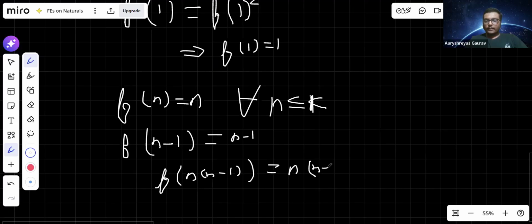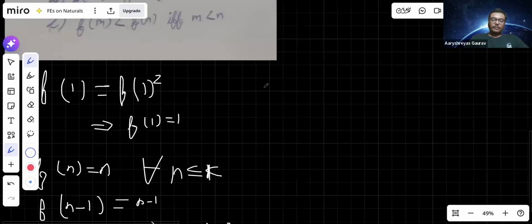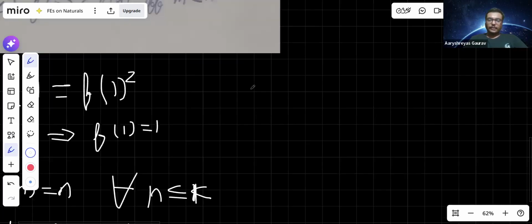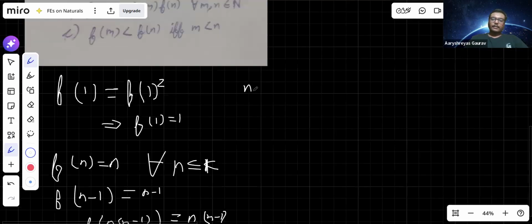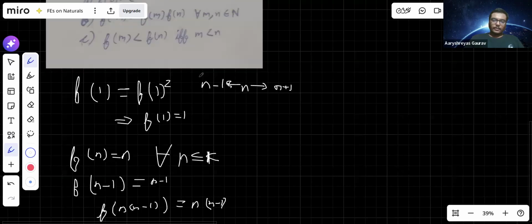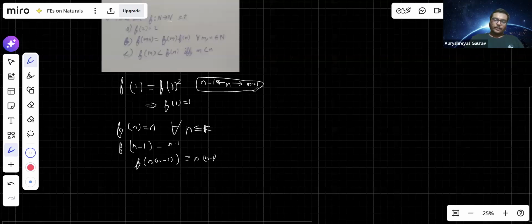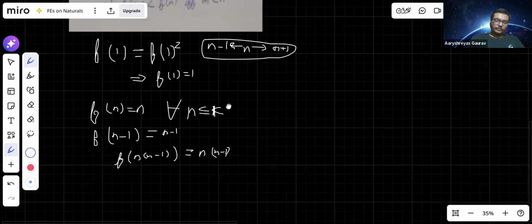The interesting fact that comes here is that natural numbers have an increasing and decreasing step of 1. If I have a natural number n, then the next natural number will always be n plus 1, and the previous natural number will always be n minus 1 if n is not 1, of course. So this is the important thing that I will be using next. This is one property of natural numbers.